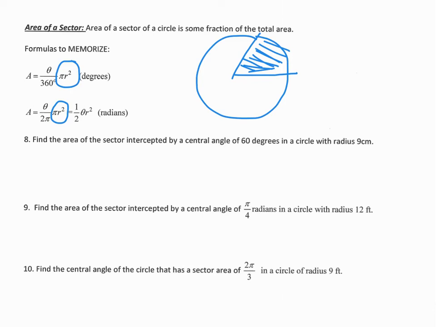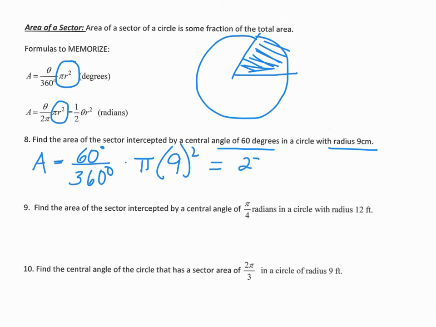Find the area of the sector intercepted by a central angle of 60 degrees with a radius of 9. If I use the first formula, since it's in degrees, it's my angle over 360 times pi r squared. Then if I simplify that up, I get 27 over 2 pi. Again, this is an area, so I'm going to put centimeters squared on that answer. I'll let you guys try number 9, but I'll do 10 with you. It's a little bit harder.